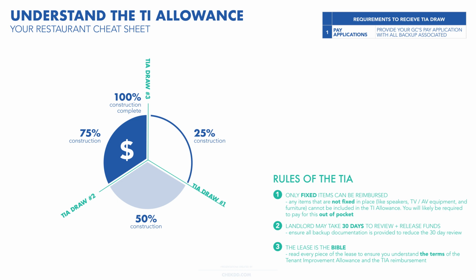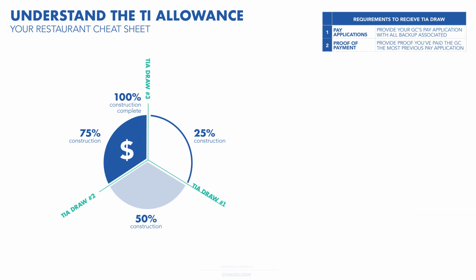To qualify for a TIA draw, you'll need to fulfill specific requirements, including submitting pay applications from the contractor detailing the funds required, along with the necessary backup documentation demonstrating what materials were purchased. Moreover, the contractor must provide evidence of advance payment to subcontractors. In turn, you'll need to furnish proof of payment to the contractor for the funds outlined in the pay application.